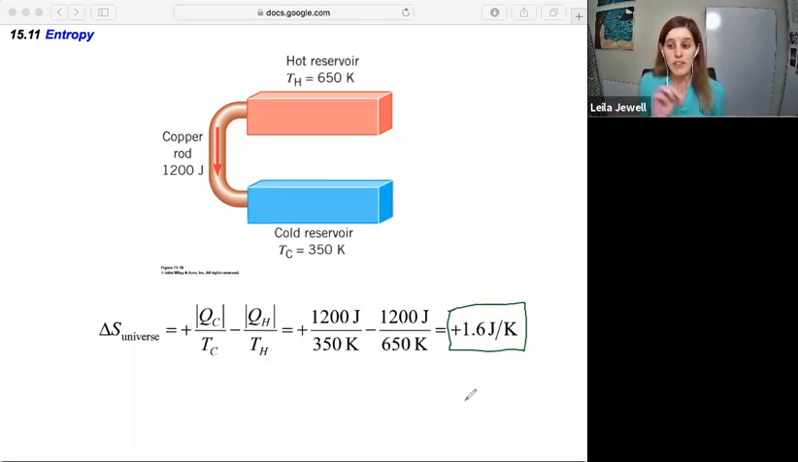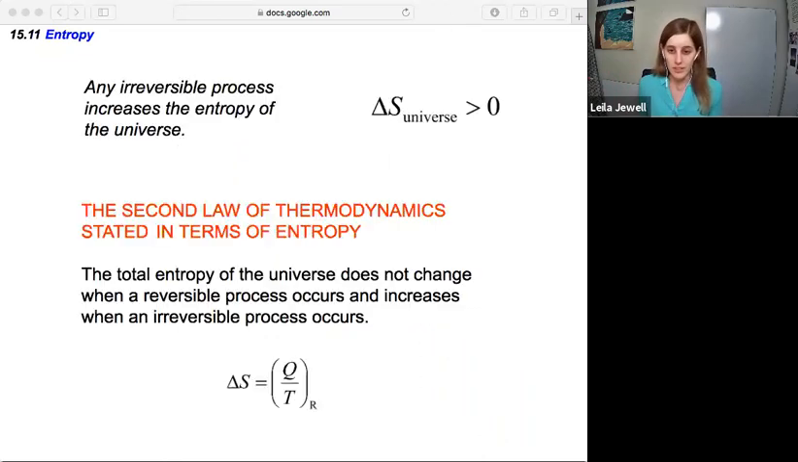And this is what you will see for any irreversible process, that overall the entropy of the universe will increase when you consider the entire universe, that is. We're not able to have the entropy decrease. You won't get a negative value on these calculations. So this introduces another way of looking at the second law, right?